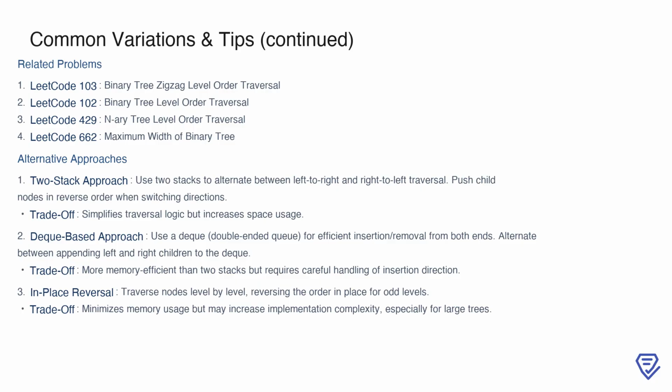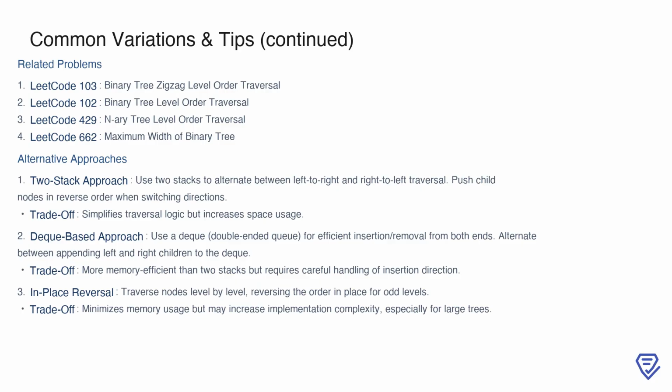For alternative approaches, the 2-stack method is a popular choice. This involves using 2 stacks to alternate traversal directions, pushing child nodes in reverse order when switching directions. While this simplifies the logic, it does increase memory usage. Another option is the deque-based approach, which uses a double-ended queue for efficient node insertion and removal from both ends. This method is more memory efficient than 2 stacks but requires careful handling of insertion order.